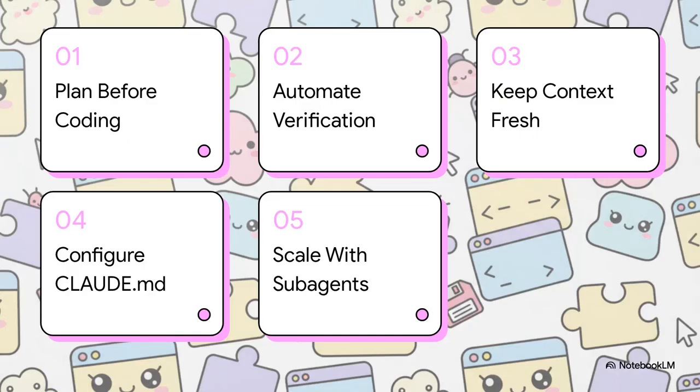So, to get the absolute most out of this immense capability, we're going to count down the top 5 tips. Planning before coding, automating verification, keeping context fresh, configuring your Claude.md file, and finally, scaling up with subagents.